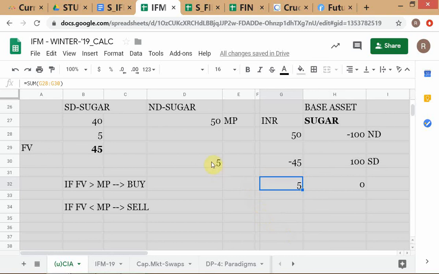So you have identified that the commodity is identical. You see the natural market price in North Delhi is 50 rupees. But then you do a fair value computation, and this is how you do the fair value computation. You're using this method.